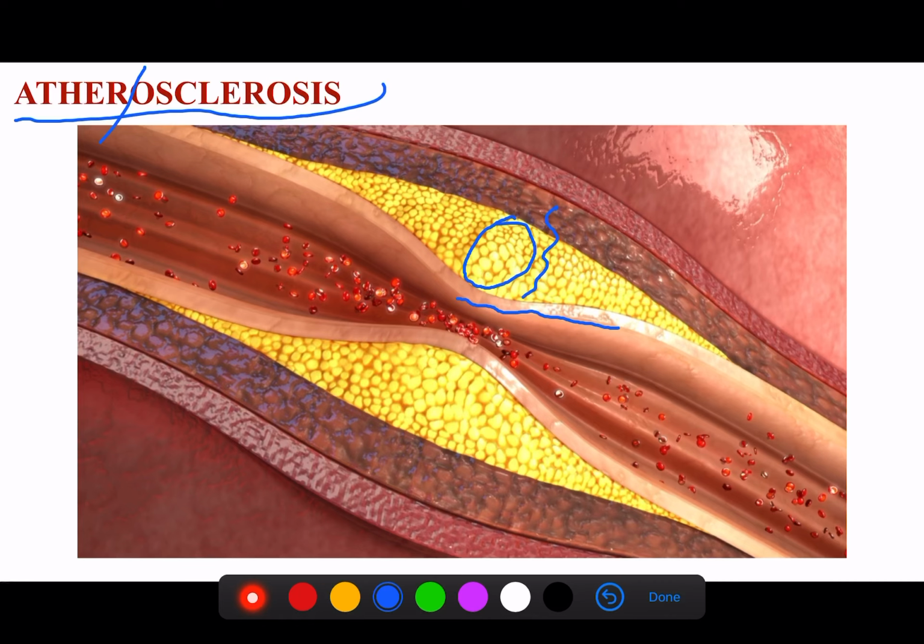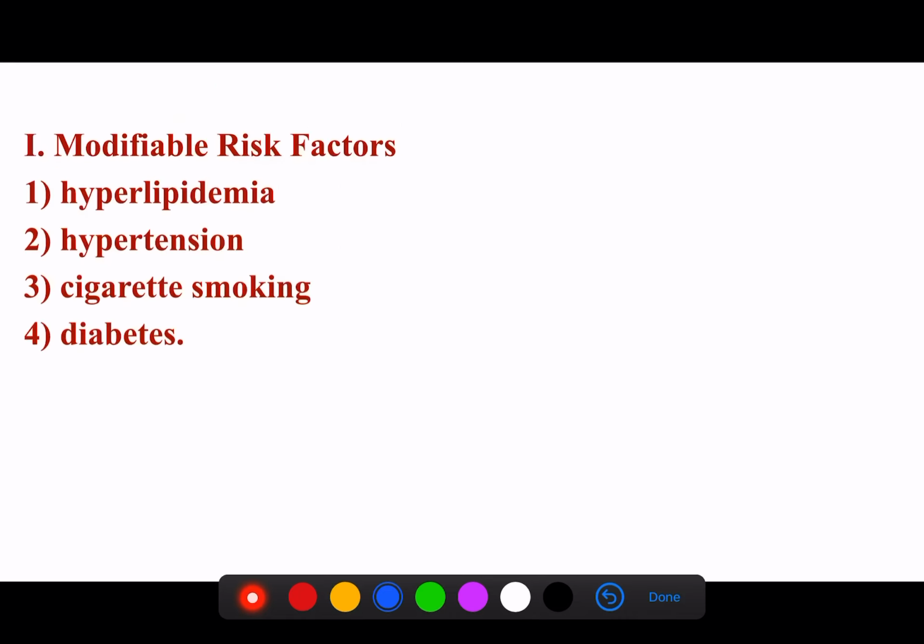Atherosclerosis has no clear etiology, but it has many risk factors. These risk factors are divided into modifiable risk factors, non-modifiable risk factors, and additional risk factors. The modifiable risk factors include hypertension, hyperlipidemia, cigarette smoking, and diabetes.